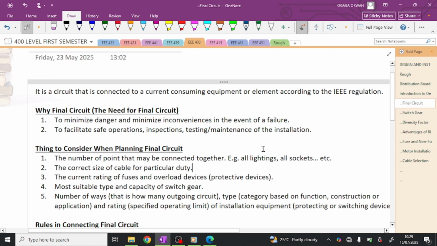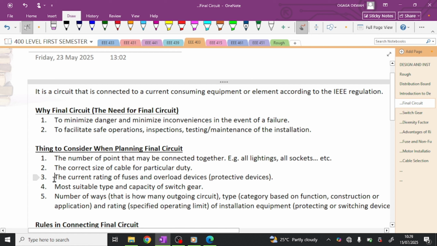Just like water in a pipe. If you have a larger pipe, a larger amount of water will flow through. A smaller pipe, a smaller amount of water can flow through. If your wire is very small in size and you want a large amount of current to flow through, it will generate heat, and before you know it, the wire will burn.